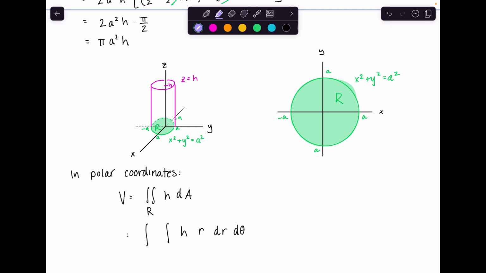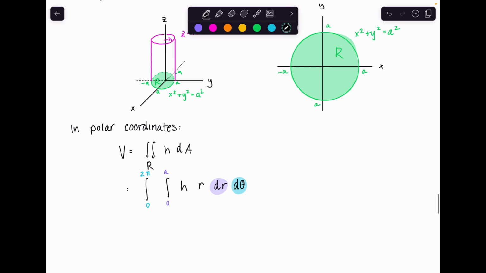Going through my r bounds, that's the circle of radius A. So the bounds on r are from 0 to A. We need to go around the full circle, so the theta bounds are 0 to 2 pi. So already this looks way cleaner. And this is actually a super nice integral because the h pops out.